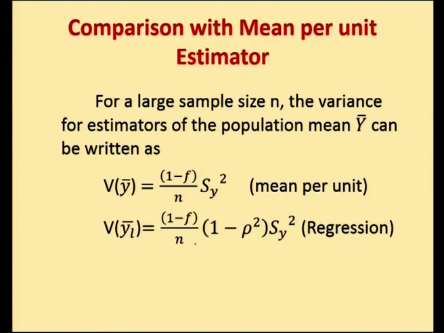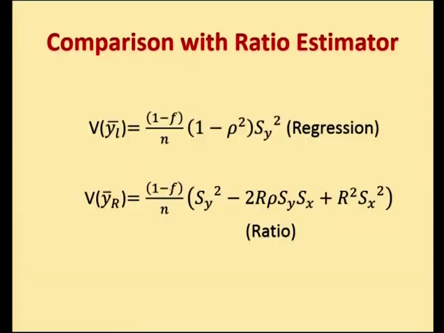Now, we will compare the regression estimator with the ratio estimator. We already derived the variance of the ratio estimator as 1 minus f by n into s y squared minus 2 R rho s y s x plus R squared s x squared. Under the regression method, the variance is given by 1 minus f by n into 1 minus rho squared s y square. Now, we will compare these two estimators.